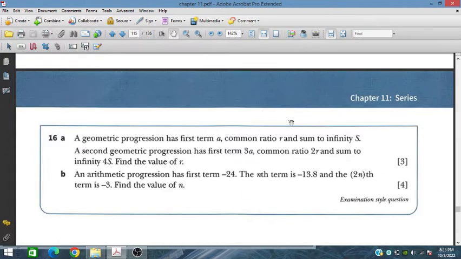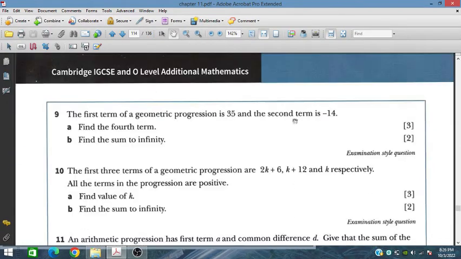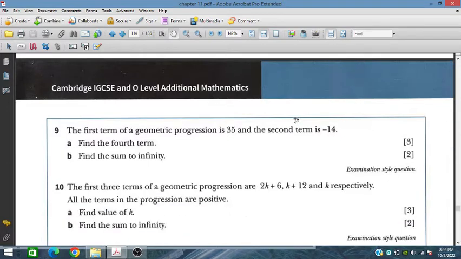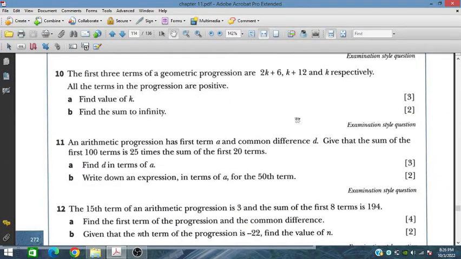Now move to the next problem, the problem number 10. So the first three terms of a geometric progression are 2k plus 6, k plus 12, and k respectively. The first three terms of a geometric progression. This is a. 2k plus 6 is equivalent to a, and k plus 12 is ar, and this k is ar square.